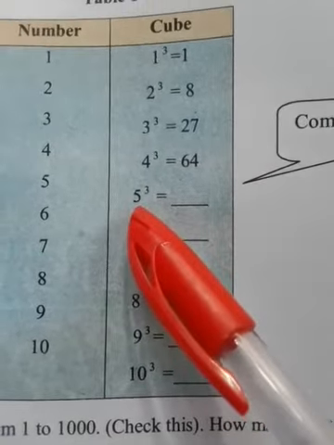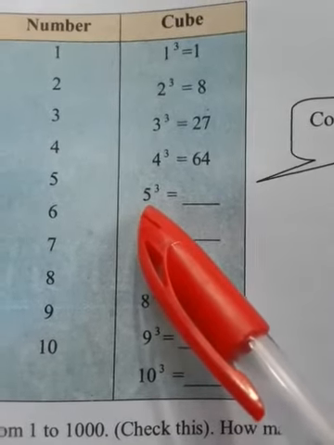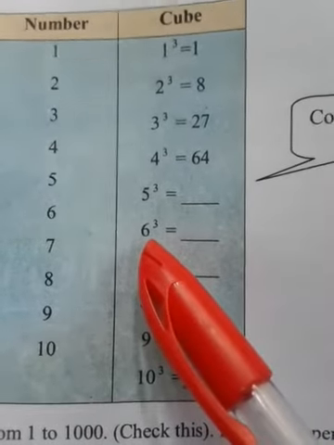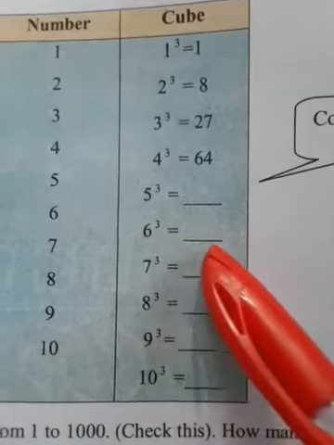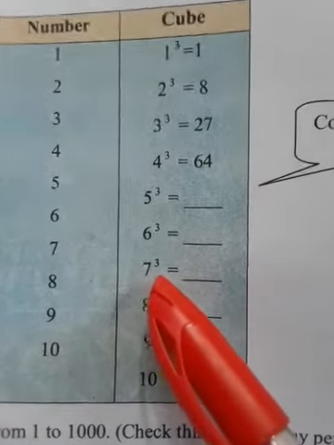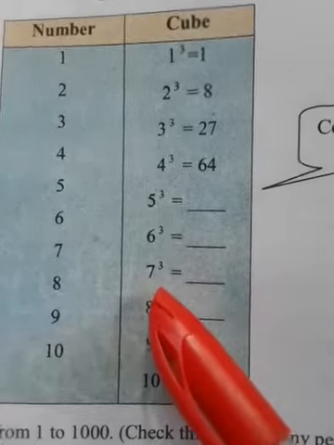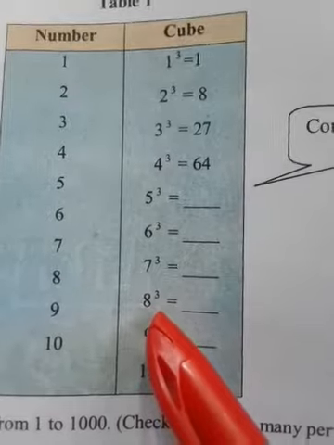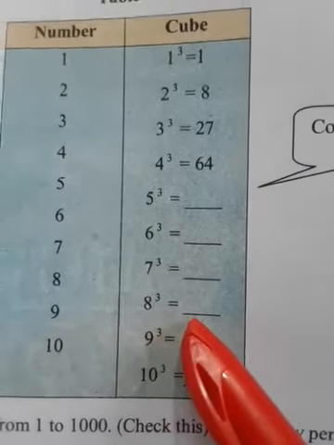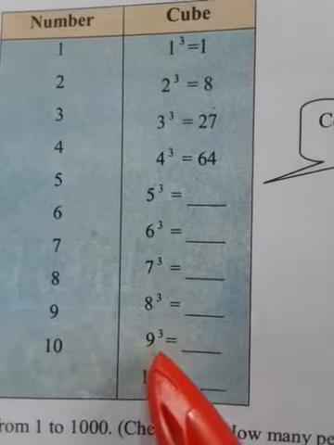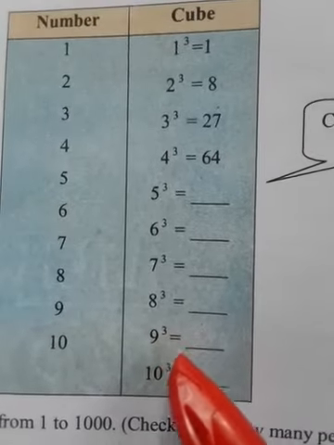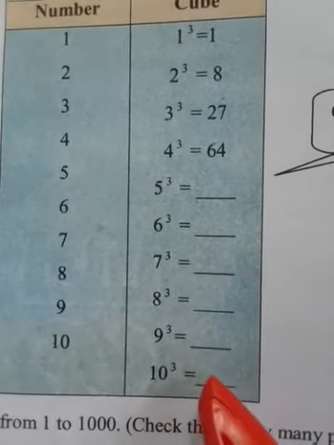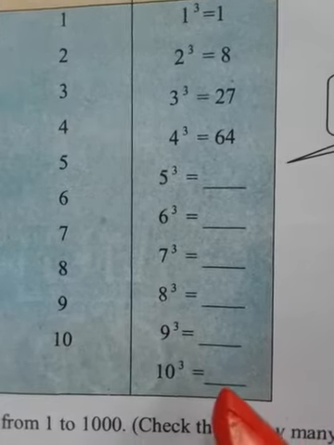Similarly, cube of 5 is 5 into 5 into 5, that is 125. Cube of 6 is 6 into 6 into 6, that is 216. Cube of 7 is 7 into 7 into 7, that is 343. Similarly, the cube of 8 is 8 into 8 into 8, that is 512. Cube of 9 is equal to 9 into 9 into 9, that is 729. And the cube of 10 is equal to 10 into 10 into 10, that is 1000.